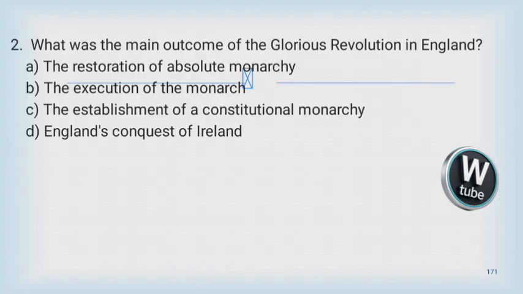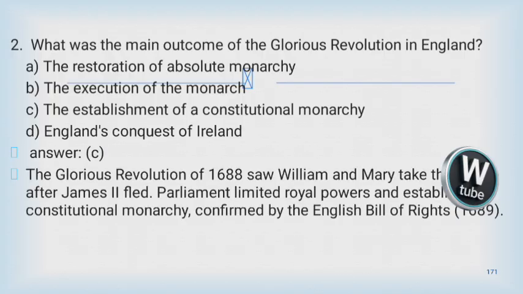Very good. The glorious revolution in England resulted in the establishment of a constitutional monarchy. The glorious revolution of 1689 saw William and Mary take the throne after James II's flight. Parliament limited royal powers and established the constitutional monarchy, which is confirmed by the English Bill of Rights in 1689. As a result, C is the correct answer.